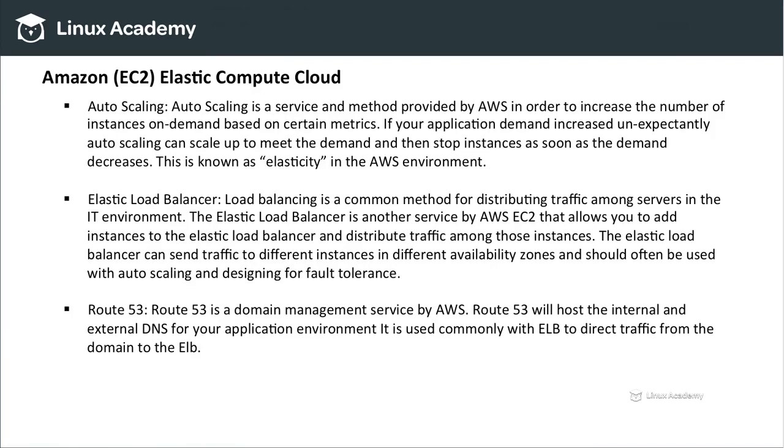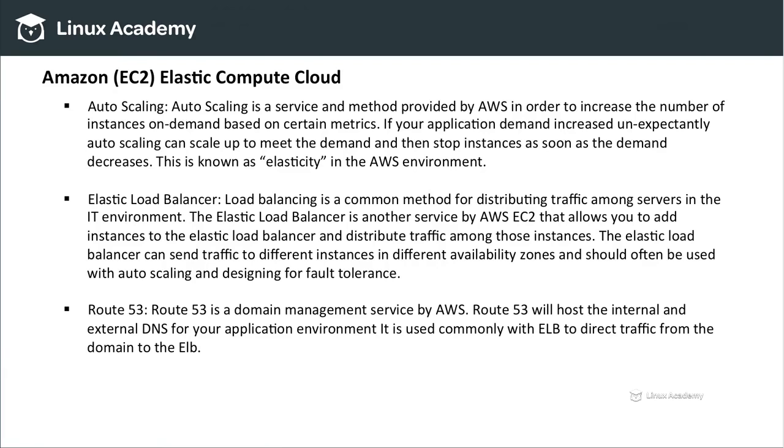Autoscaling is one of the coolest Amazon Elastic Compute Cloud features. Autoscaling is a service and method provided by AWS in order to increase the number of instances on demand based on certain metrics. If your application demand increases unexpectedly, then autoscaling can scale up to meet the demand and then stop instances as soon as demand decreases. This is also known as, and is a perfect example of, elasticity in an AWS environment.